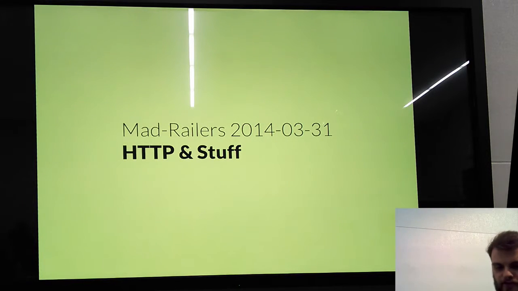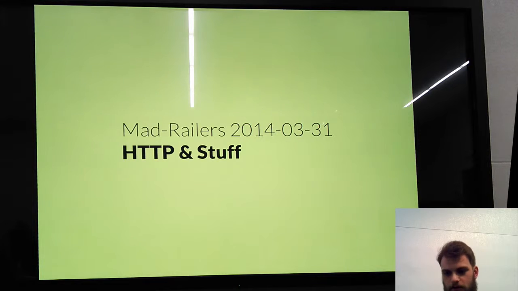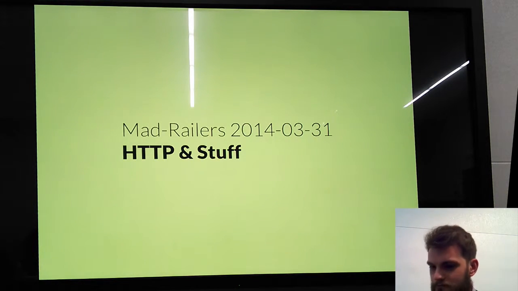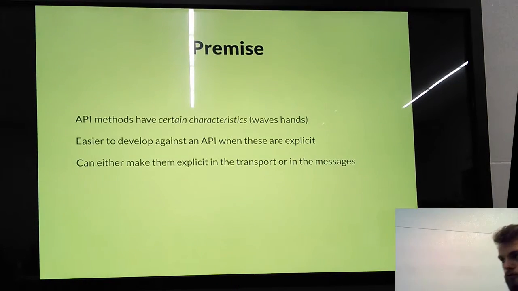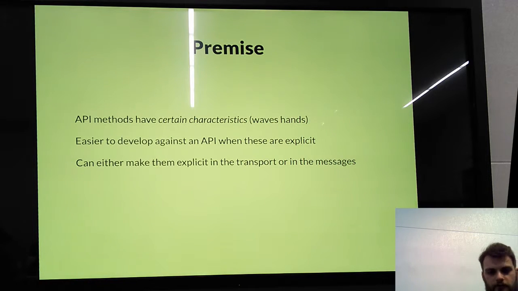Yeah, so HTTP and stuff. That's what I'm going to be talking about. The premise of this talk is that any API method has certain characteristics about it. That's a hand-wavy statement I'll make concrete later. And I think that it's easier to develop against an API if those characteristics are made explicit instead of implicit.